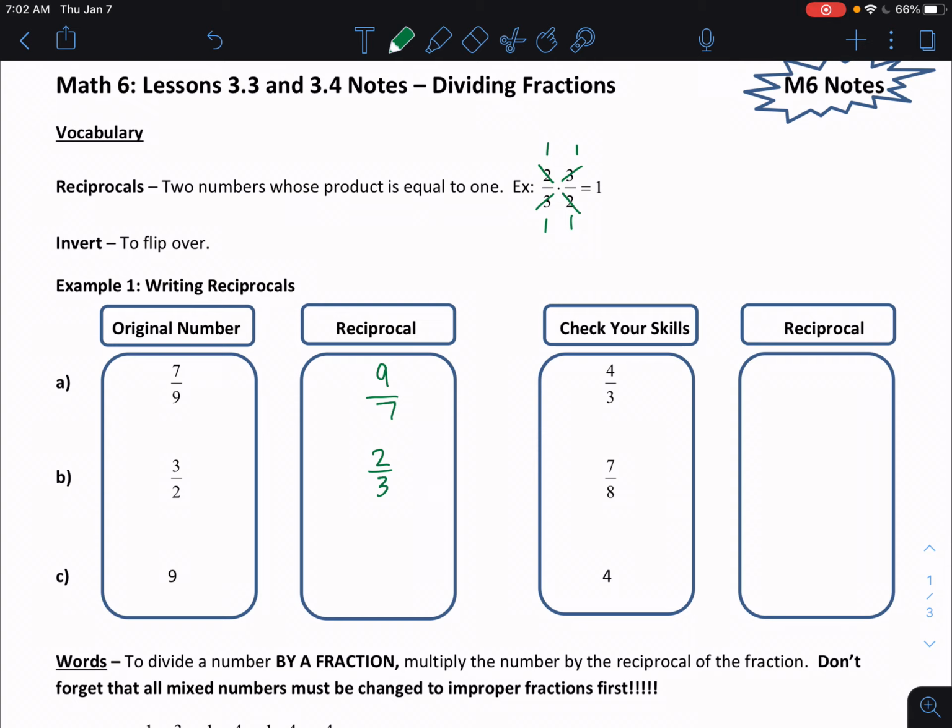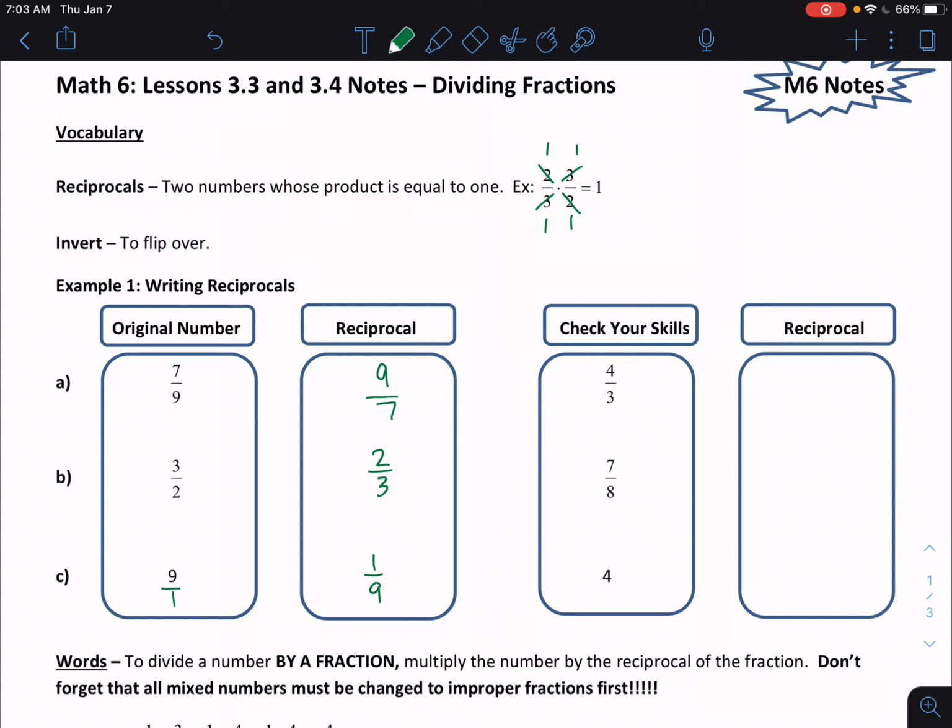Now part C is a little bit tricky because it's not a fraction. So when you think of inverting a fraction, you think that there's a top and a bottom, a numerator and a denominator. But remember, when we worked with whole numbers, the first thing we did was put that whole number over 1. So now I have something that looks like a fraction. So when I invert this, when I flip it over, my reciprocal is 1 over 9.